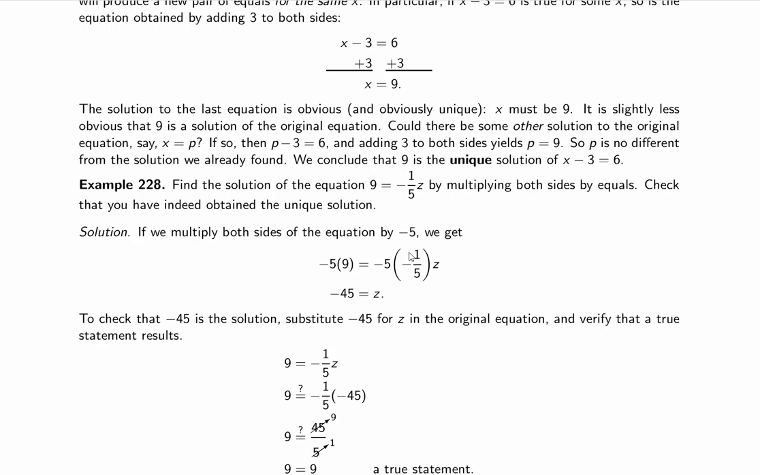Well, if you multiply negative 1/5 by negative 5, its reciprocal, negative times a negative is positive. And we get 5 on the top, 5 on the bottom, so that's 1. So the best thing to do for this equation is multiply both sides by negative 5. Negative 5 times 9 is negative 45. So that's z, that's the solution we're looking for.